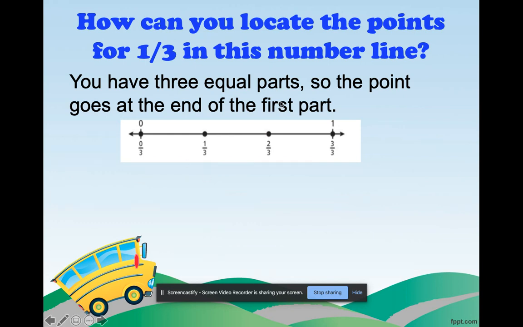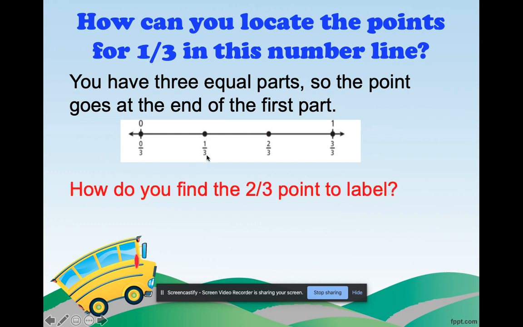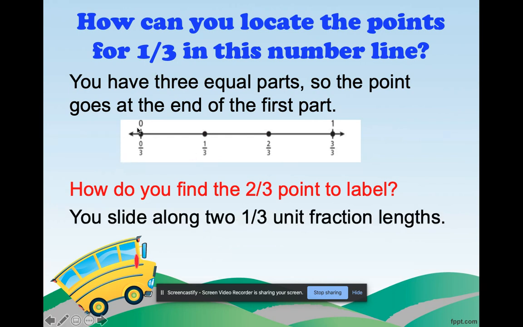You have 3 equal parts because that's what the denominator is telling me we have. So the point goes at the end of the first part because that is what the numerator is telling me that we have. We have 1 over 3. How do you find 2 over 3 to label? If you slide along 2 one-third unit fraction lengths, you're going to find 2 over 3.